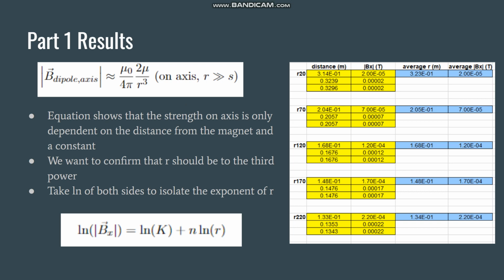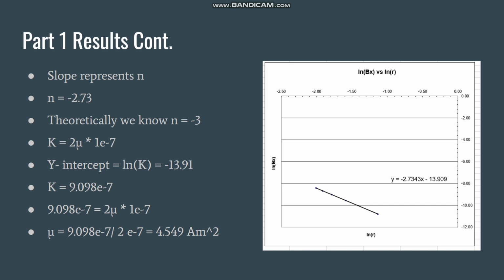So for part one, what we end up needing to do is calculate the relationship between the distance and the field strength. And as we know, this is an exponential relationship, so in order to isolate that exponent, we need to take the logarithm of both sides. When we do this, we get this bottom equation here, which can actually be graphed to give us the slope of the line being that relationship. So when we do that, we get that the slope is negative 2.73, and this is very close to the theoretical assumption of negative 3.